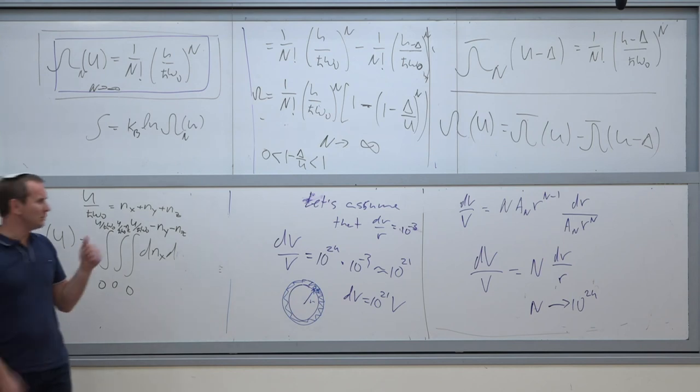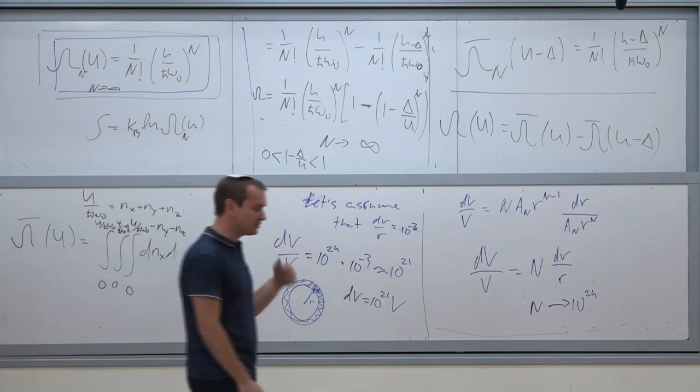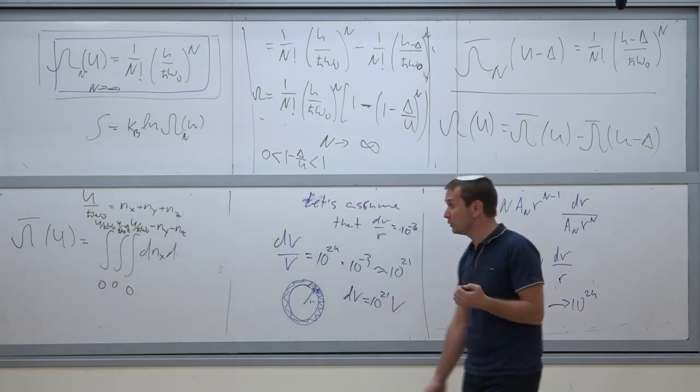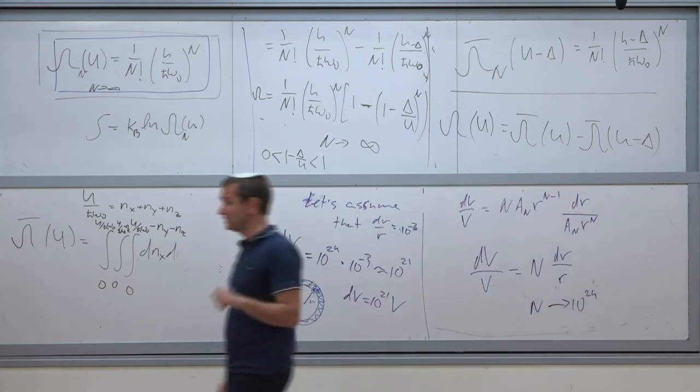On this note, we are done with the micro-canonical ensemble. We will use it as a first step to describe canonical and grand canonical ensembles, but we will continue with this in the next lecture.